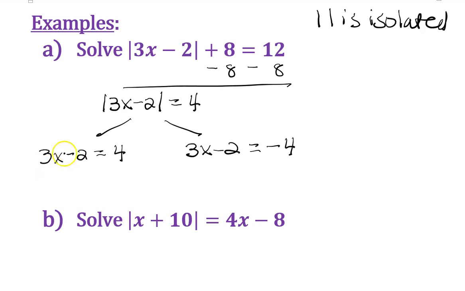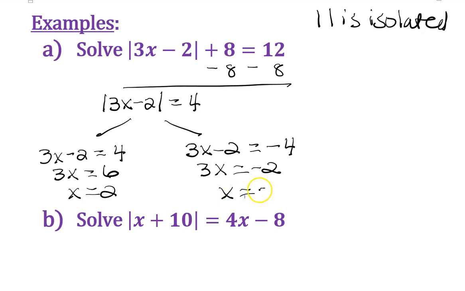I'm going to add 2 to both sides. That gives me 3x equals 6, and x will be equal to 2. And then I'm going to do the same with the other equation. I get 3x equals negative 2, and that means x will be equal to negative 2/3. So it looks like there are two possible solutions to this.